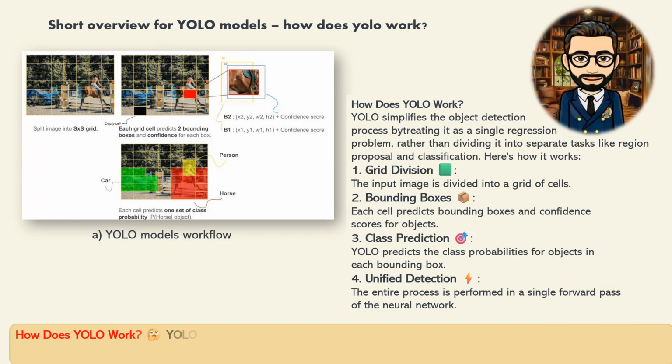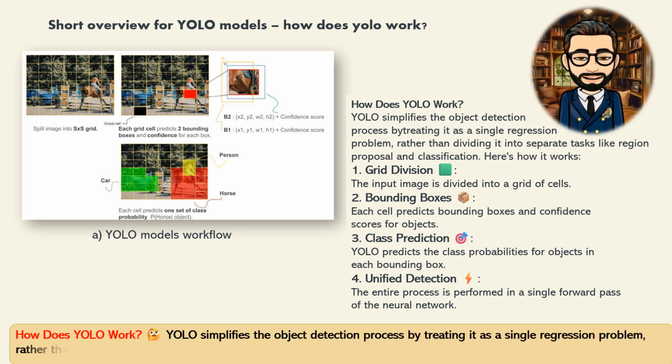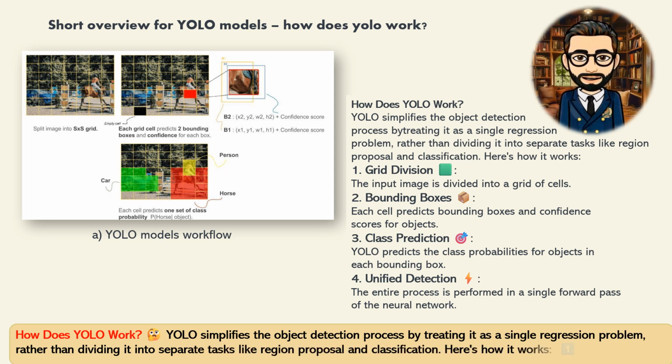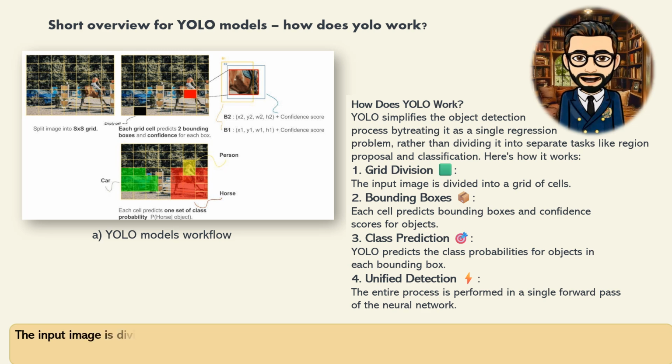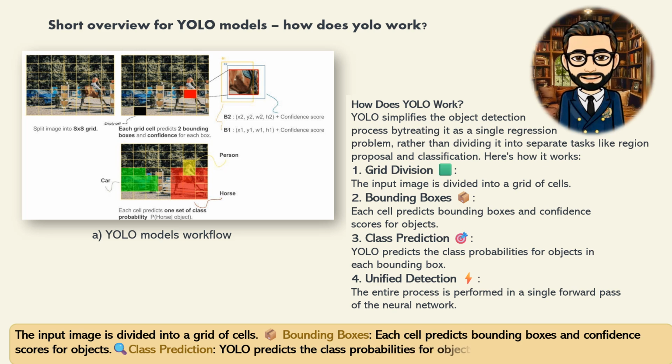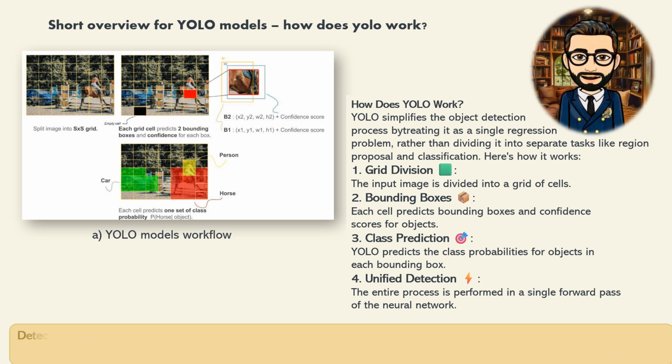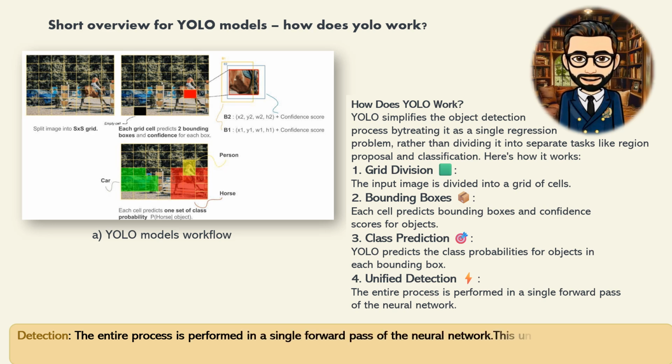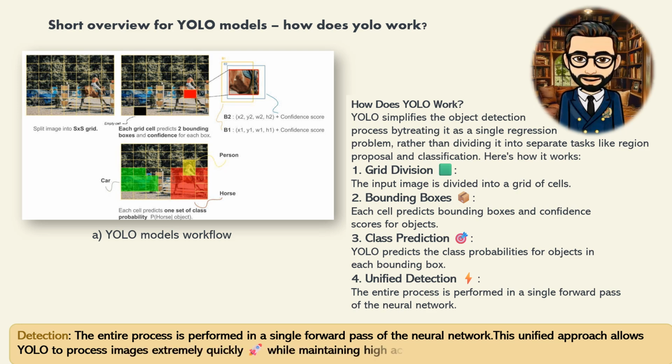How does YOLO work? YOLO simplifies the object detection process by treating it as a single regression problem, rather than dividing it into separate tasks like region proposal and classification. Here's how it works. Grid division: the input image is divided into a grid of cells. Bounding boxes: each cell predicts bounding boxes and confidence scores for objects. Class prediction: YOLO predicts the class probabilities for objects in each bounding box. Unified detection: the entire process is performed in a single forward pass of the neural network. This unified approach allows YOLO to process images extremely quickly while maintaining high accuracy.